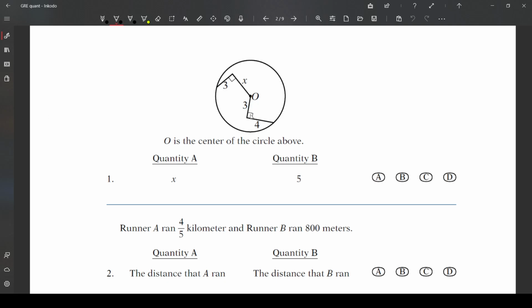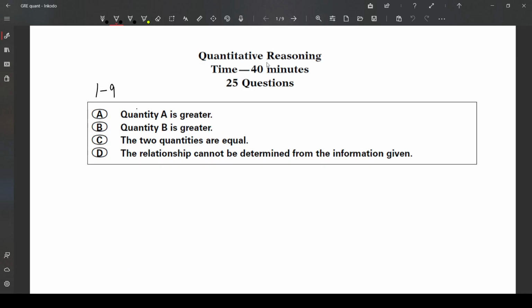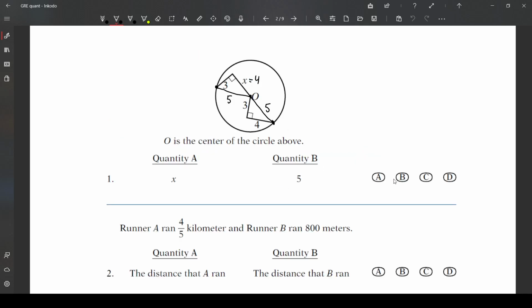Okay, so here we have a circle. Quantity A is x and quantity B is 5. We have this right angle with 3, 4, and we see that this radius of the circle is 5 via the Pythagorean theorem. This is a 3, 4, 5 triangle. We also have this radius here that is also 5 because this is a circle. So that means x is equal to 4, because this is again a 3, 4, 5 triangle. So quantity A is smaller, quantity B is greater, so you would fill in B.